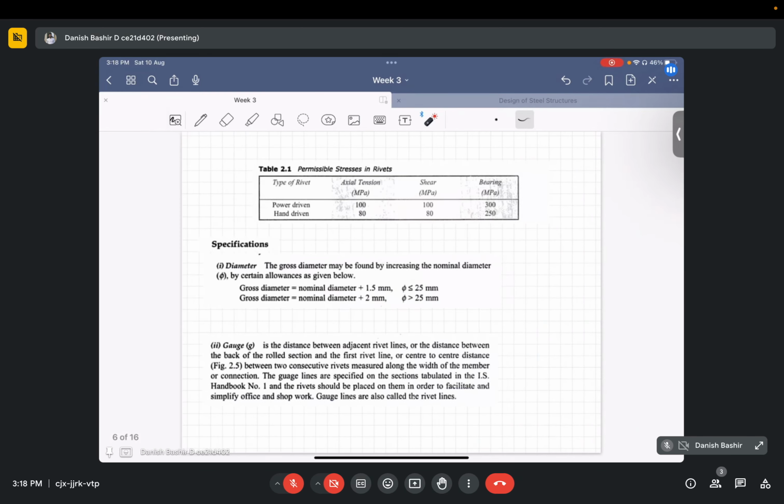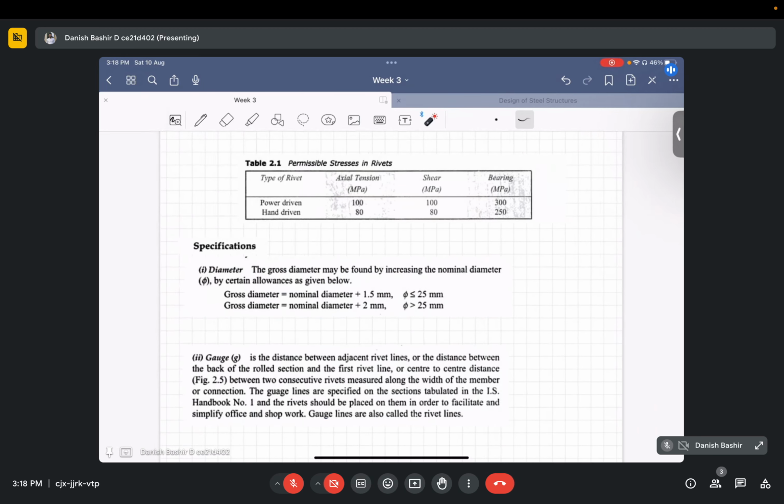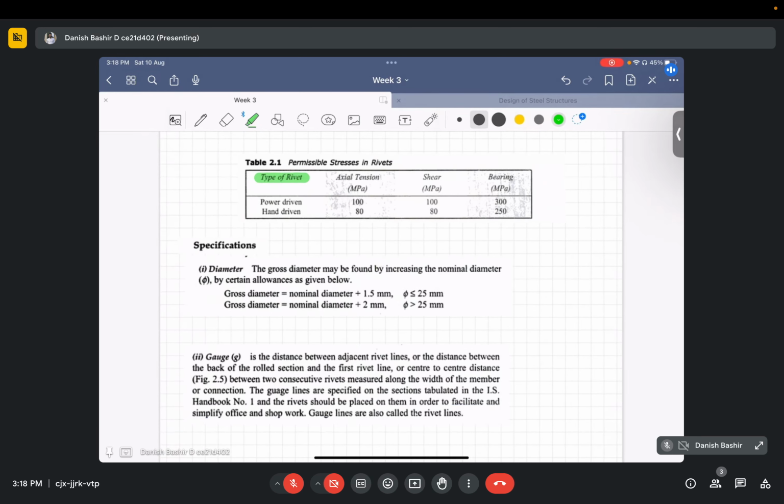So for our rivet joints, what the code allows, what are the permissible stresses within our rivets: here in the table I have shown the type of rivets, and what is the permissible axial tension, what is the permissible shear stress, and what is the permissible bearing stress for power driven rivets and hand driven rivets. I have told you already in the initial classes what is the difference between power driven rivet and hand driven rivet. For power driven rivet, it is 100 MPa in axial tension, 100 MPa in shear, and 300 MPa in bearing. For hand driven rivet, similarly, it is 80 MPa in axial tension, 80 MPa in shear, and 250 MPa in bearing. Okay.